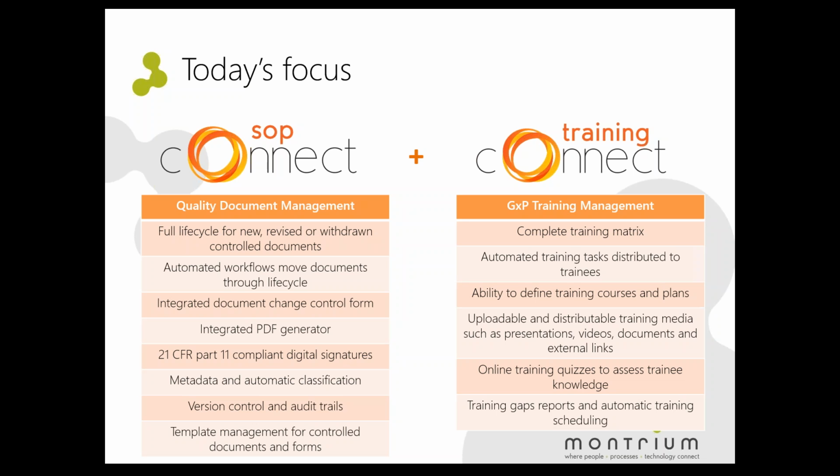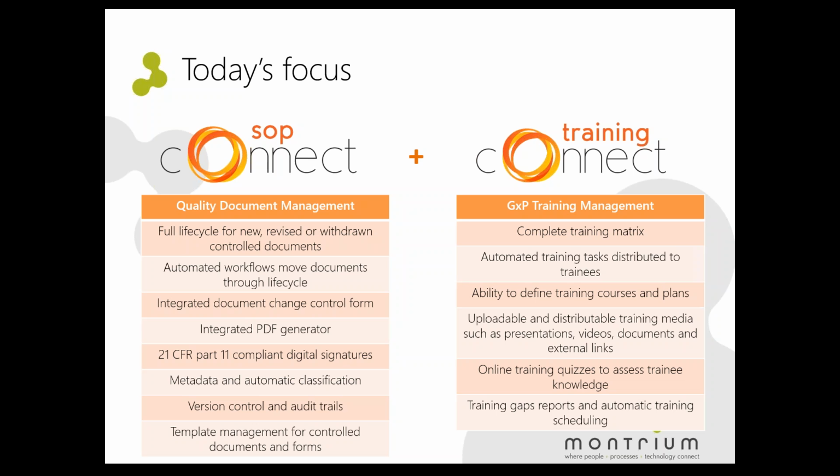Now, the SOP Connect module is directly integrated with our Training Connect module in that it allows us to create training activities automatically when, let's say, a document is being revised. So if we update a procedure, we need people to be retrained on that procedure. The system will be able to assign training activities automatically to all the individuals that need to be trained based on their job function. And this is done through what's called the training matrix, which we'll see in the system.